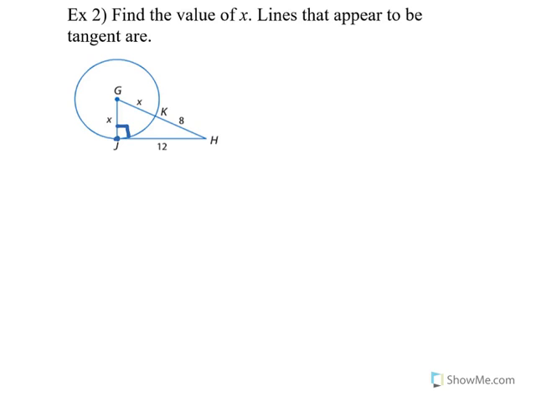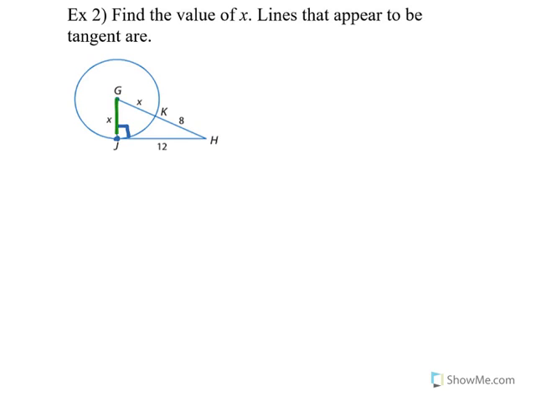So when they say lines that appear to be tangent are, they're telling you there's a right angle at point J, or at angle J, I'm sorry. Okay? So we want to find the value of x knowing that we have a tangent, or knowing that we have a right triangle. So what are our side lengths?